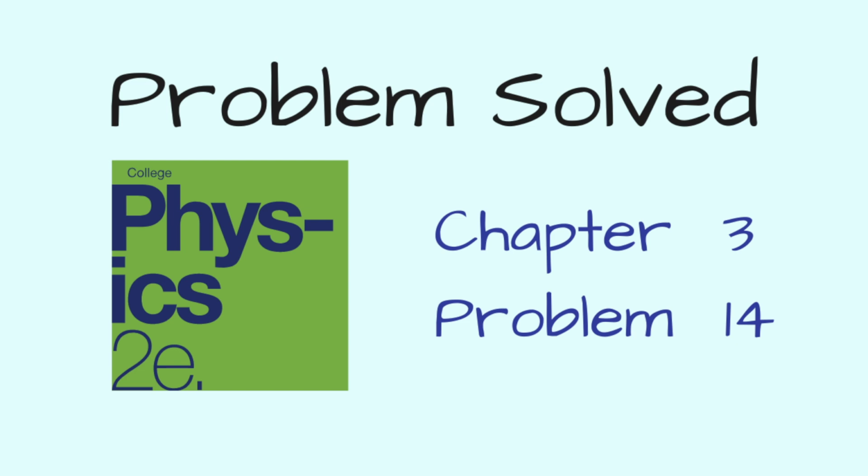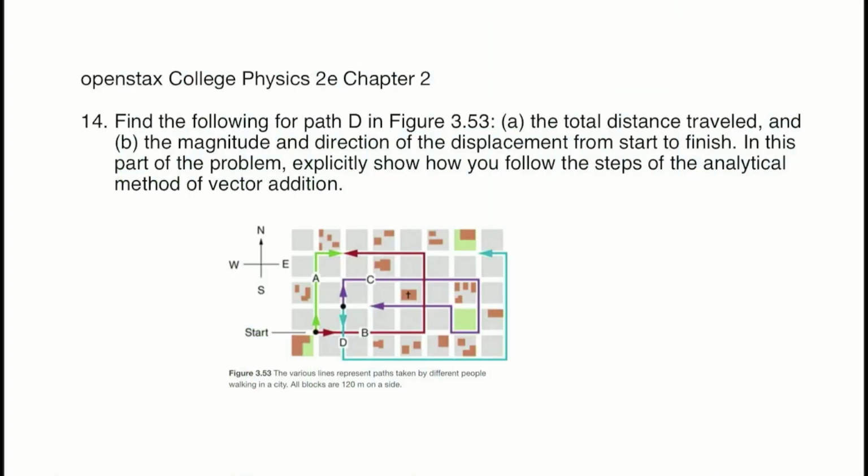It is from chapter 3 of College Physics 2E by OpenStax. In this problem, we need to find some things for path D. Okay, we need to find the total distance traveled, and we need to find the magnitude and direction of displacement from start to finish.